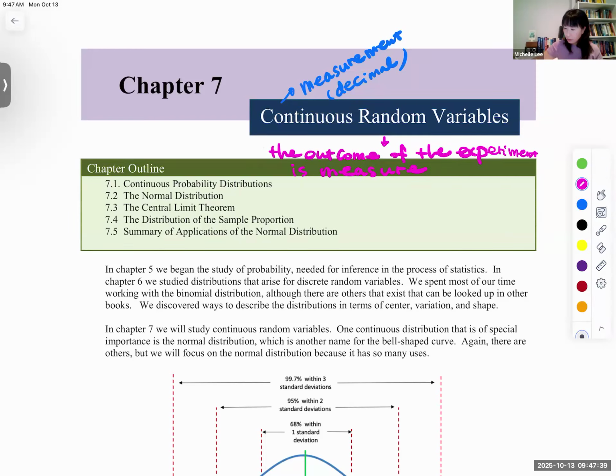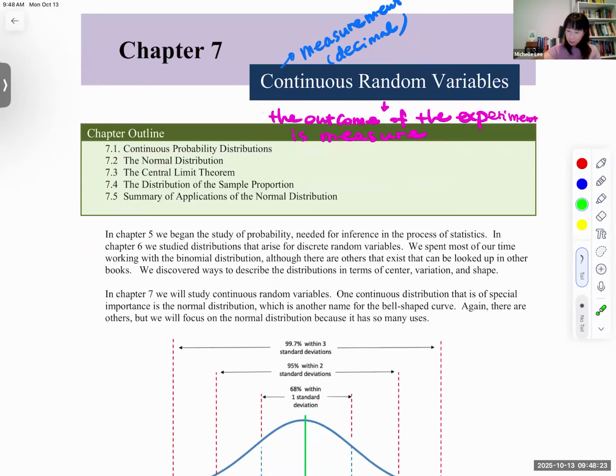So I wrote down this one. Measurement, decimal. But then we have random variable, right? We're using random because there is probability related. If the outcome of the experiment is a measure, it is a continuous random variable. Random means the value of the variable occurs by random chance. That's why we are using random, right?